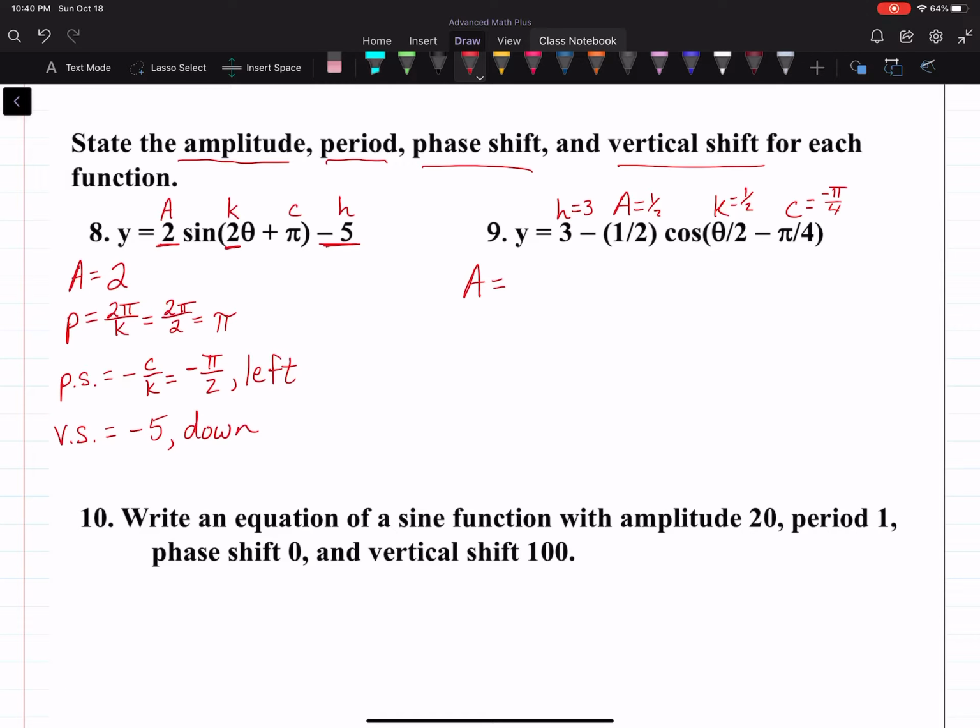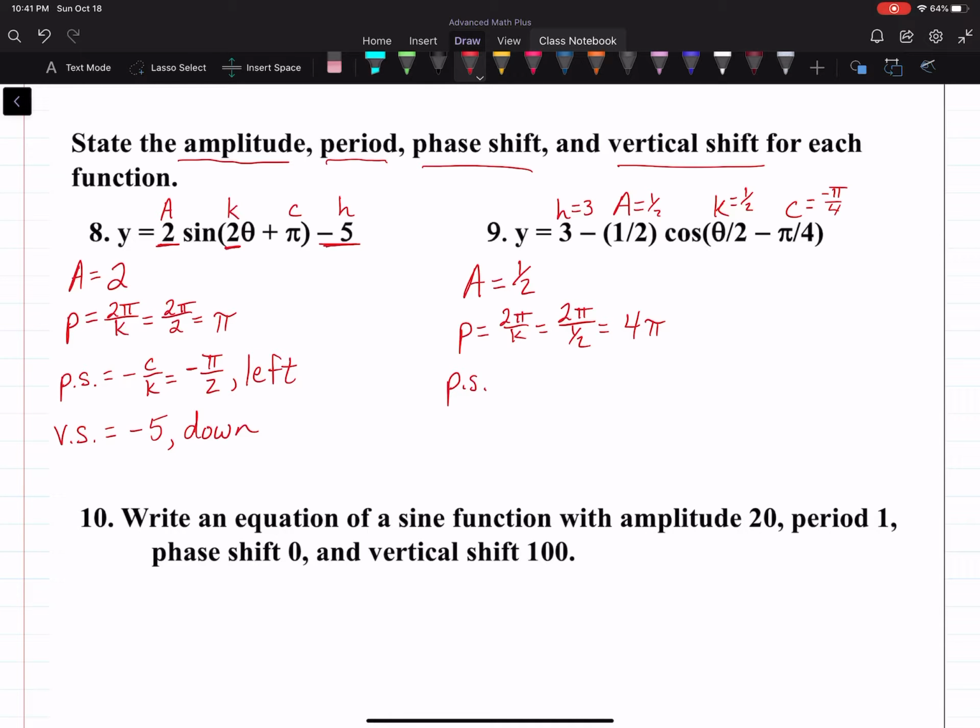Again, your amplitude is always positive, so 1/2. Your period is 2 pi divided by k, so 2 pi divided by k, which is 1/2. You flip that and multiply it, you will get 4 pi.